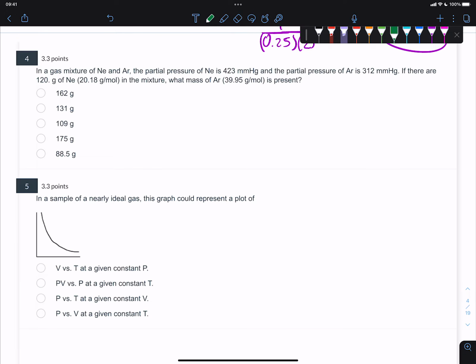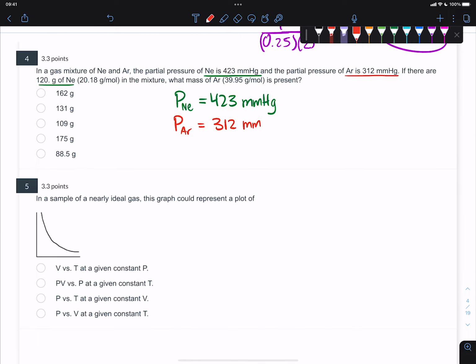For number 4, it says, in a gas mixture of neon and argon, the partial pressure of neon is 423 millimeters of mercury. So we can put P subscript Ne, which is the partial pressure of neon, is 423 millimeters of mercury. Keep in mind that this container has a mixture of just those two gases. Then it says the partial pressure, so underline neon here. Then it says the partial pressure of the argon is 312 millimeters of mercury. So we can put P subscript Ar for argon, and that's 312 millimeters of mercury.